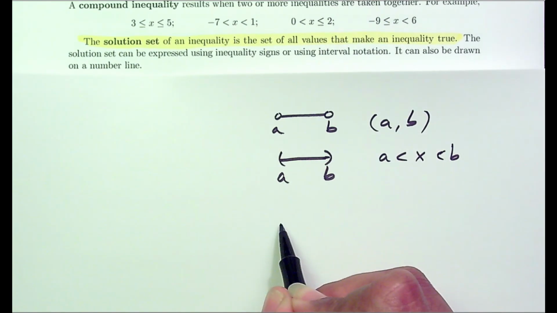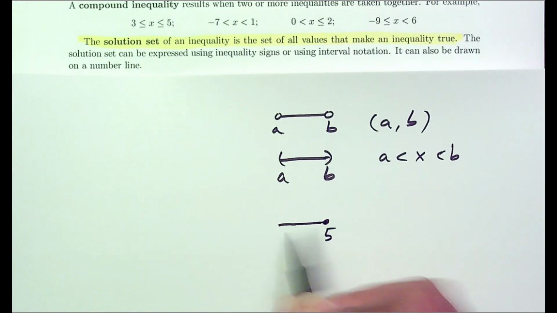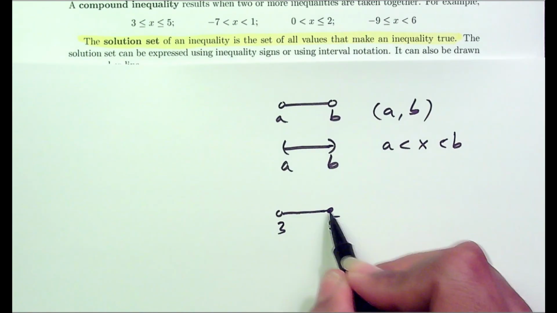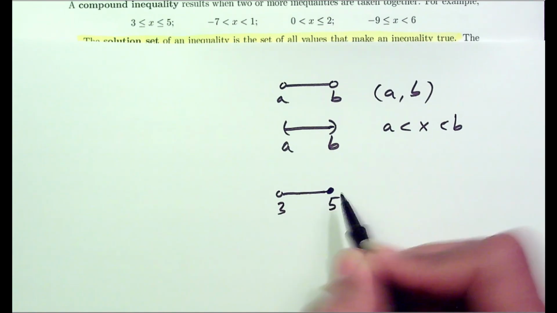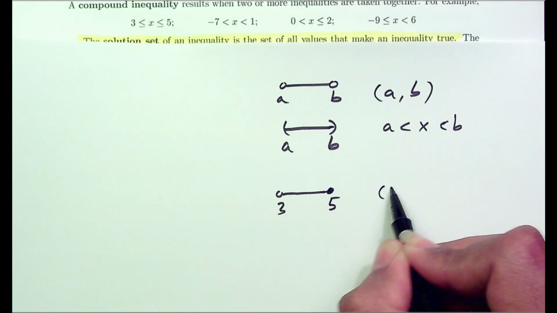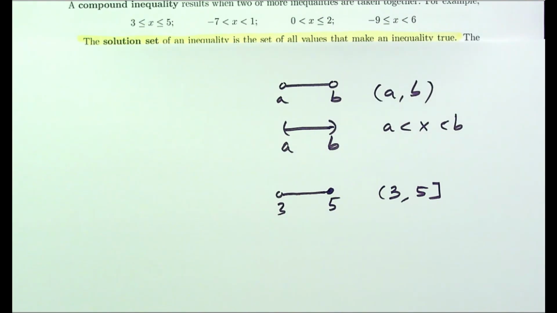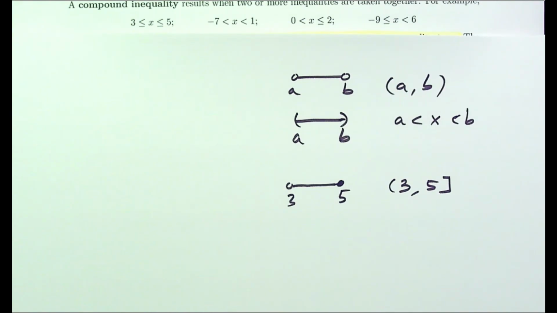So as a concrete example, suppose I want to include this one. This is (3, 5]. So I'm not including the 3, but I'm including the 5. So the 3 is hollow and the 5 is filled in. So this would be the interval 3, 5, and then you use parentheses for the 3 because you're not including it, and you use a square bracket for the 5 because you are including it. So in the dot picture notation, it would look like this.